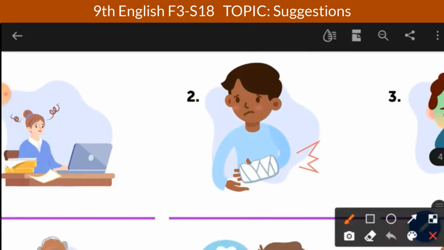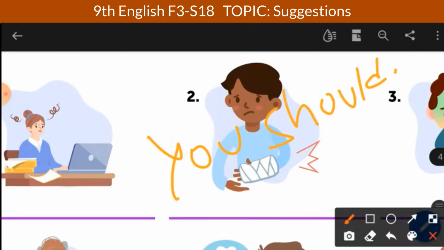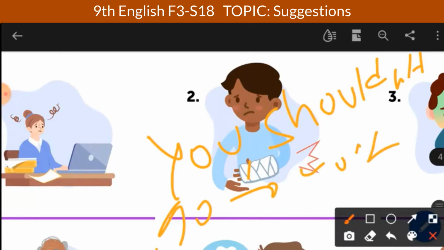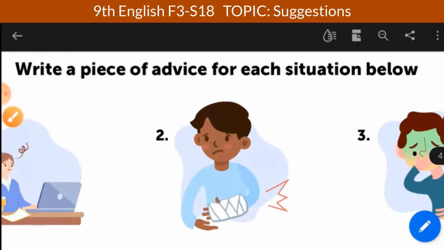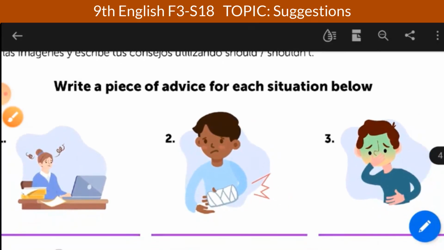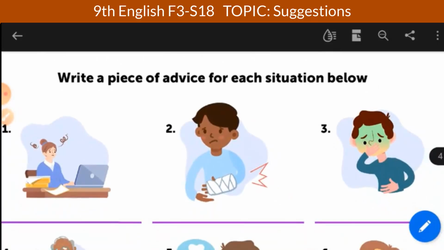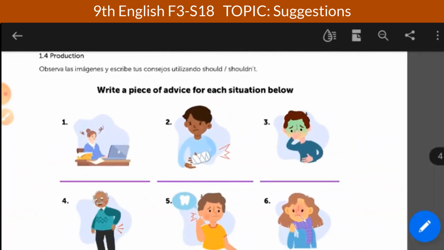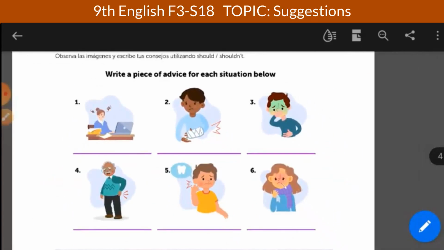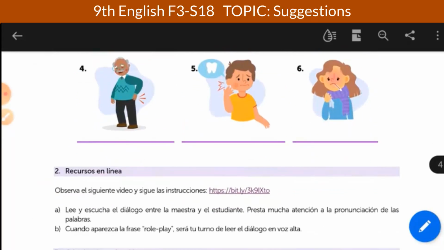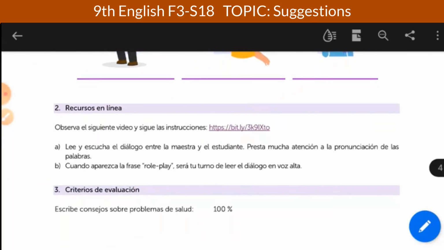This person is in pain because this person has a broken arm. So, you shouldn't go to work, maybe. No deberías ir a trabajar así. You shouldn't go to work, okay? For example, okay? So you have to offer suggestions and make suggestions. You have to give advice to these people in these situations. Ofrece sugerencias a estas personas en estas situaciones. Now, let's watch a video.